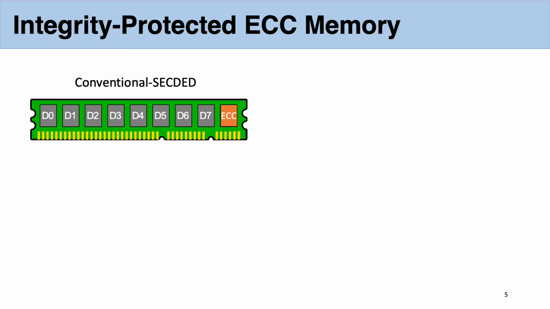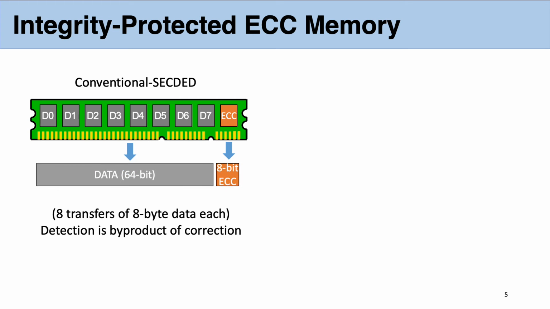Our first proposal is integrity-protected ECC memory. Conventional sector design is organized at an 8-byte granularity. For each bus transfer, we get 64 bits of data and 8 bits of ECC, where 7 bits are really required for single error correction, and 1 bit is required for double error detection.